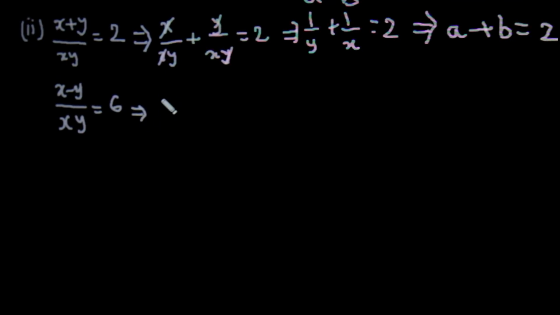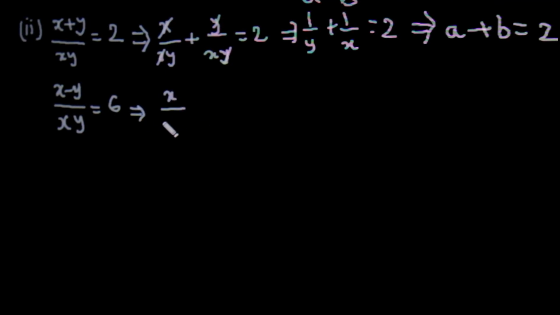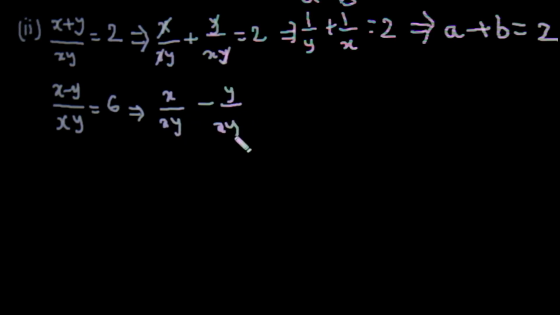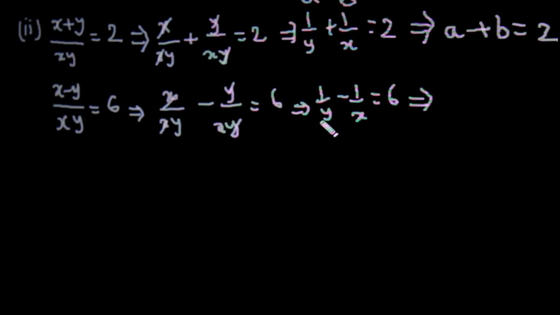In the same way, convert this one. x by xy minus y by xy is equal to 6. x gets cancelled, y gets cancelled. 1 by y minus 1 by x is equal to 6. Wherever you find 1 by y, you have to write a. Wherever you find 1 by x, you have to write b. That is equal to 6.